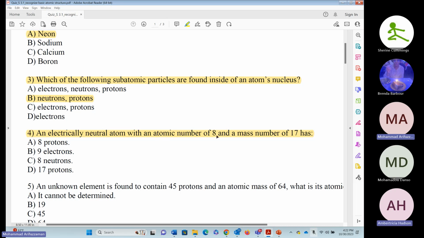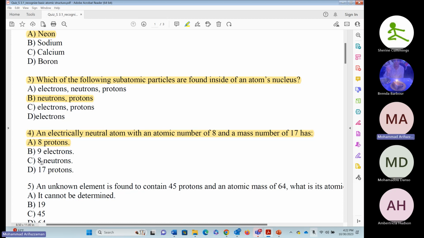No. Okay. What is atomic number? Atomic number is 8. So it is the number of protons. So you can see here 8 protons, because the atomic number 8 means it has 8 protons. So an electrically neutral atom with atomic number 8 means having 8 protons. Is it clear, these questions? So why is B incorrect? Because all atoms are electrically neutral. If having 8 protons, there should be 8 electrons, so this is incorrect.